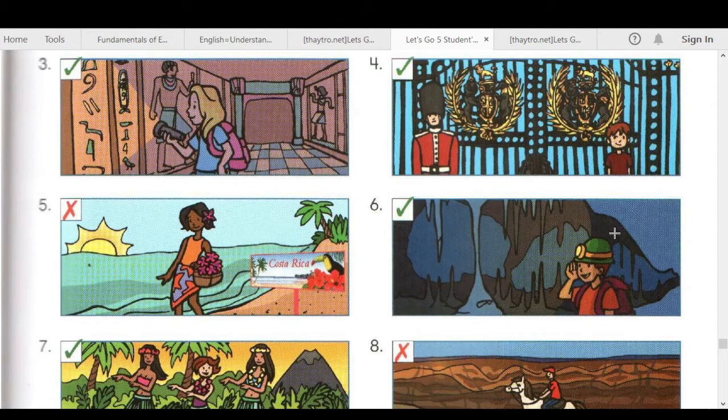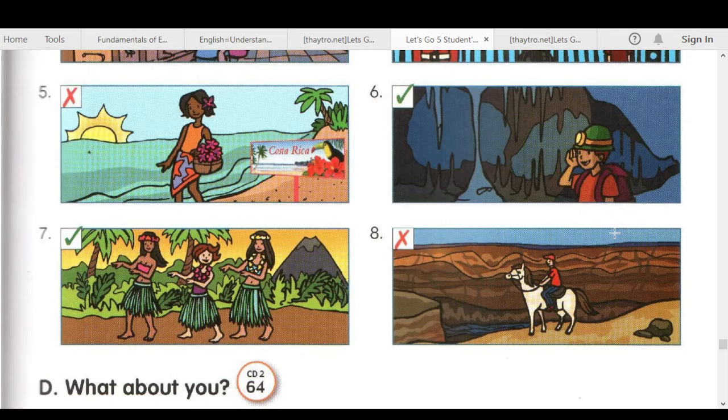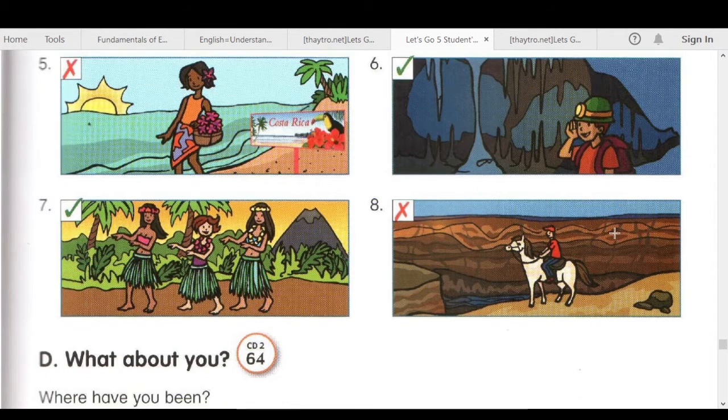Number 5. Has she ever been to Costa Rica? No, she hasn't. Number 6. Has he ever been to Carlsbad Caverns? Yes, he has. Number 7. Has she ever been to Hawaii? Yes, she has. Number 8. Has he ever been to the Grand Canyon? No, he hasn't. D. What about you? Where have you been? What have you eaten?